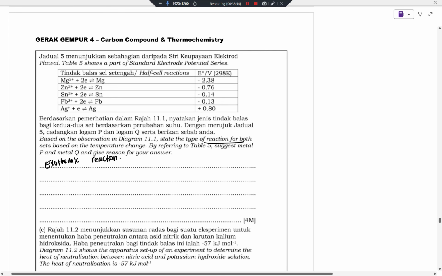So what they have asked is: by referring to Table 5, suggest metals P and Q. Q must be more electropositive. More electropositive means the more negative the value. So Q must be magnesium.